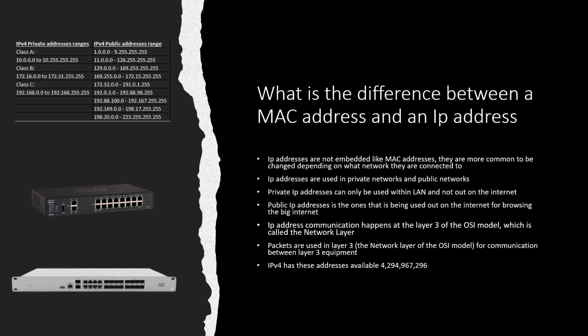Now, as to how IP addresses facilitate their communication, they do this in a different way compared to MAC addresses. With IP addresses, a packet is used at layer 3, where they carry out their communication, which is called the network layer of the OSI model. This is typically layer 3 switches, routers and firewalls that need this information, which can be seen here.